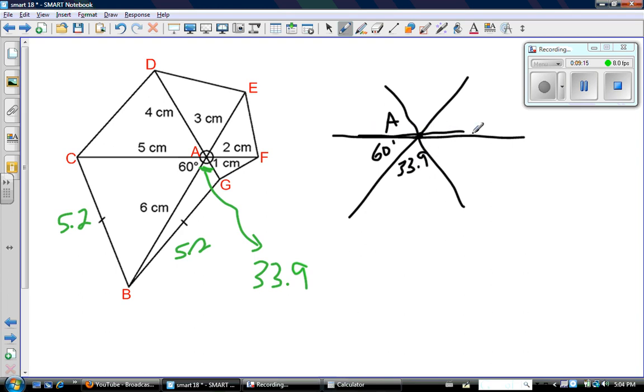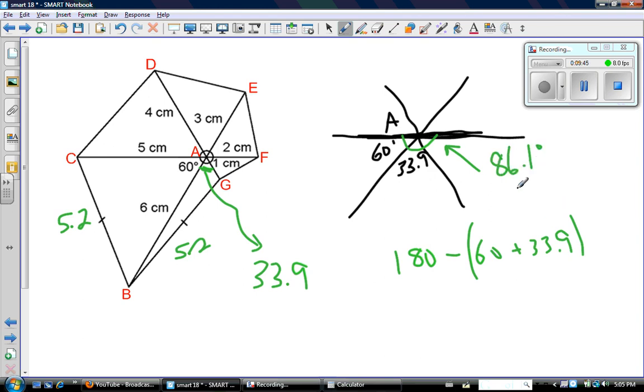Now, this is truly a straight line, which means that it's half a circle, and half a circle contains 180 degrees. So therefore, this angle here is going to be 180 minus 60 and minus 33.9. So these two angles together are 93.9, which means that missing angle right here must be 86.1 degrees. Excellent. So now I have 86.1 degrees in this angle here. So how does that help us? Well, let's take a look.